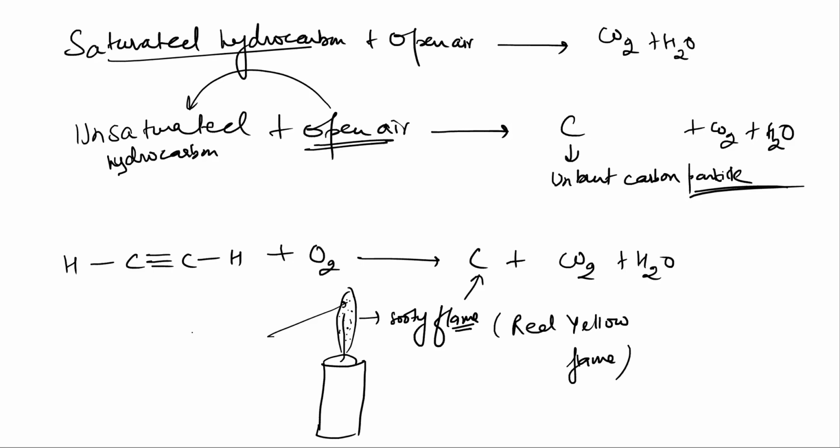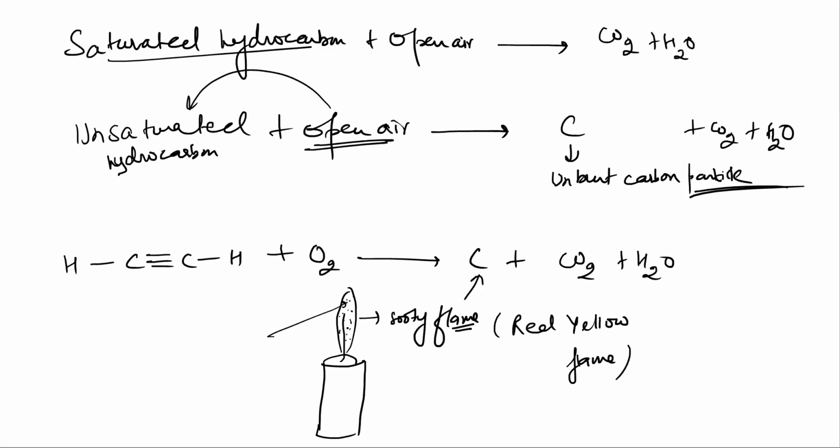Everything burns with blue flame. Every saturated hydrocarbon burns with blue flame, and unsaturated hydrocarbons also burn with blue flame. But due to the presence of unburned carbon particles in the flame, they change the color. The unburned carbon particles change the color of the flame from blue to red yellow flame or sooty flame. Okay. You understood?